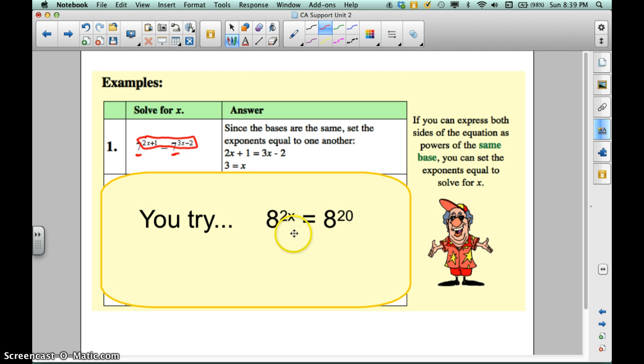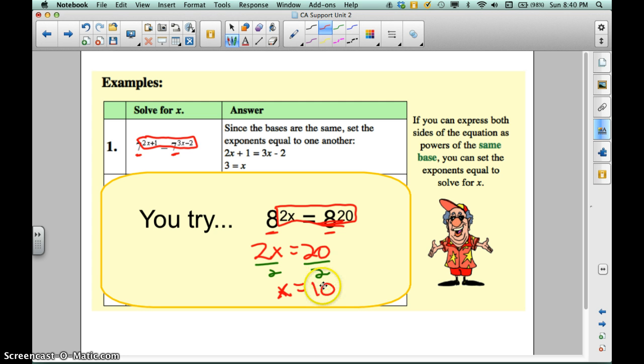Okay, 8 to the power of 2x is equal to 8 to the power of 20. You always need to verify that the bases are the same, and as long as they are, you can make the exponents only, you're not doing the base here, it's hard to box that in, equal to each other. So the 2x has to equal 20 if the left side is going to equal the right side of the equation. If 2x equals 20, and I divide both sides by 2 because I want x by itself, then I get x is equal to 10.